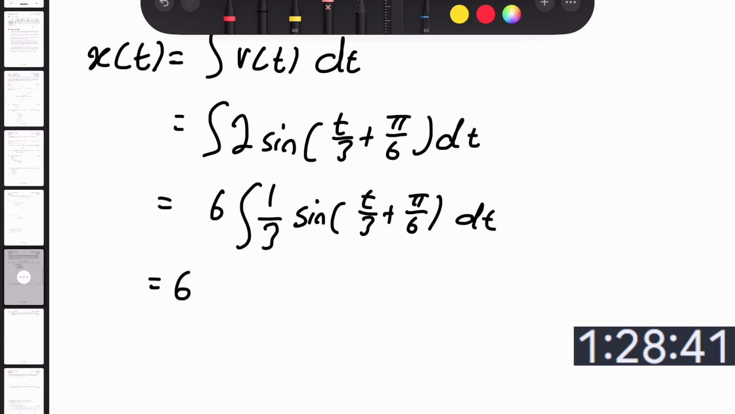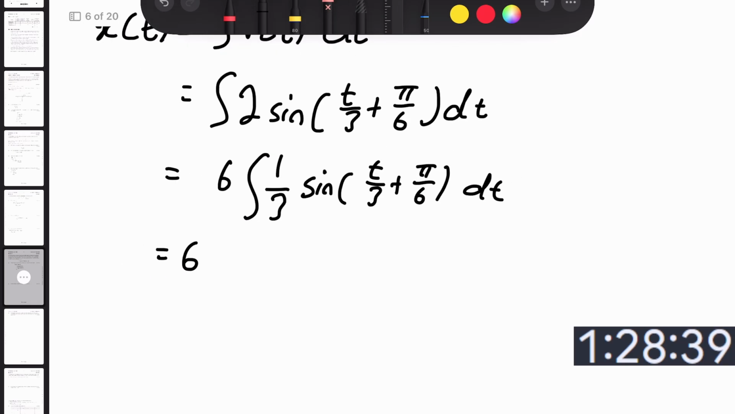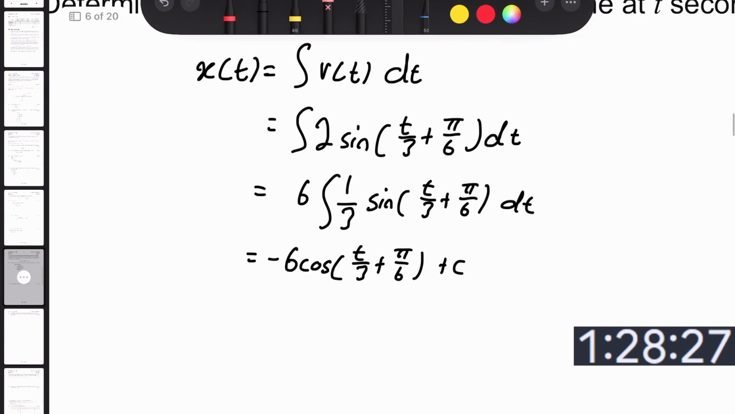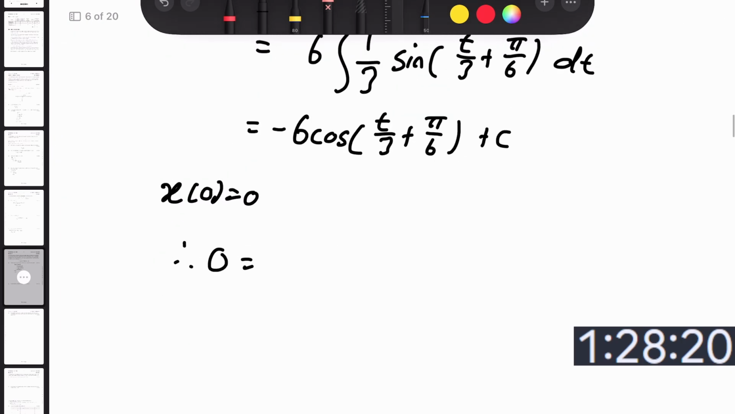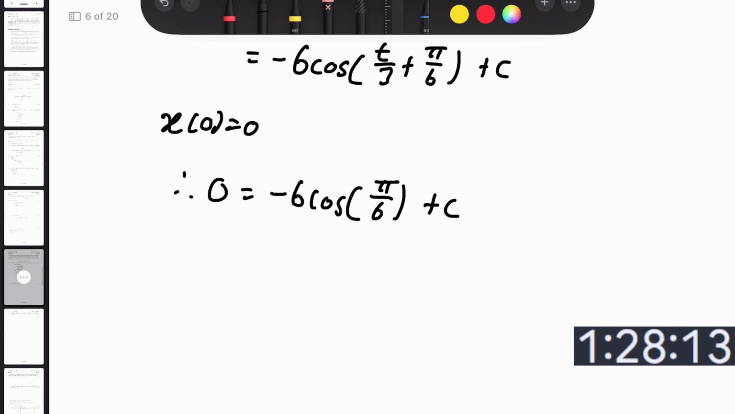The integral of positive sine is going to be negative cosine. So here there's going to be negative 6 cosine of t on 3 plus pi on 6, plus c. And then of course x of 0 is equal to 0. Therefore 0 is equal to negative 6 cosine of pi on 6 plus c. Pi on 6 is going to be, for cosine, a half. So c is going to be equal to 3.